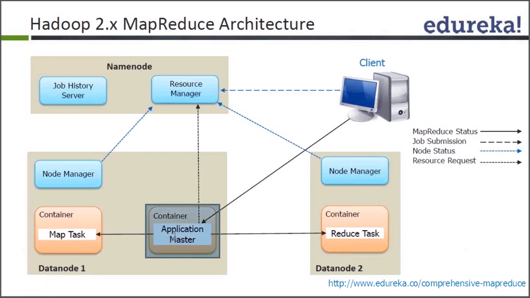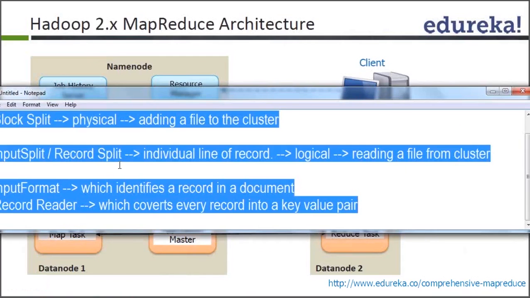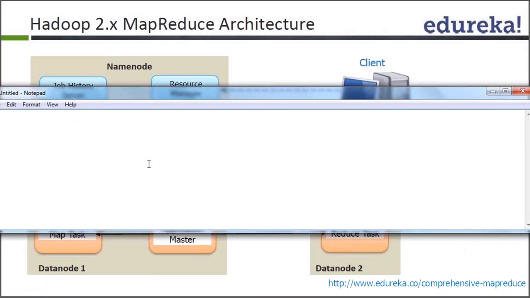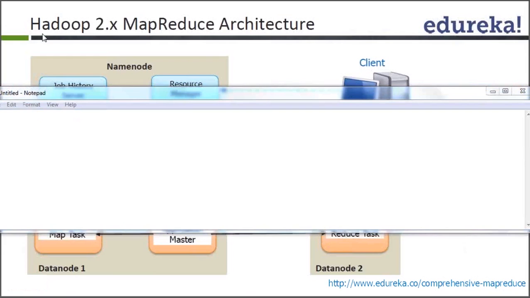On every node, you will have a container. There are two types of containers. There could be a map container, there could be a reduce container, and there could be an application master container. Let me give you an example over here so that this becomes clear for you. Let me remove this before I actually move on.